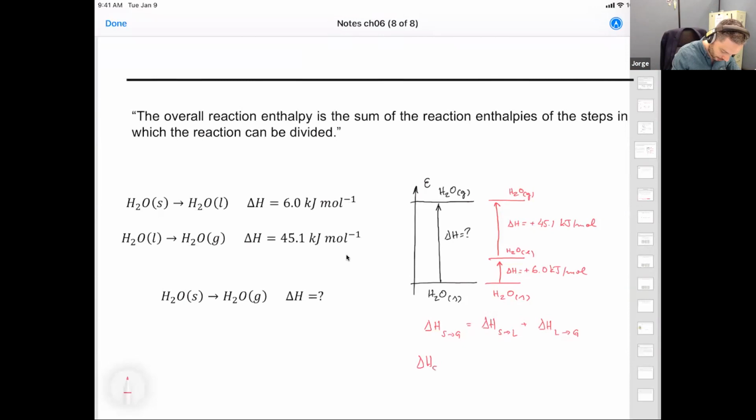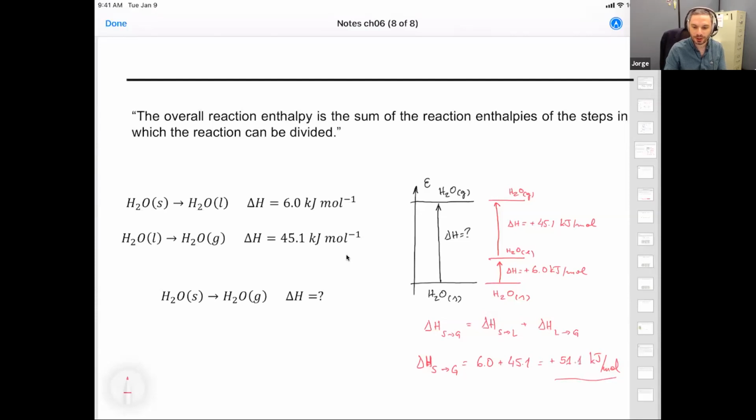So let's get here the value of the delta H for the transformation from solid to gas. That's going to be the delta H of the first step plus the delta H of the second step, which give us here plus 51.1 kilojoules per mole. And that's how you use the Hess's law to determine the delta H of complex reactions from simpler reactions.